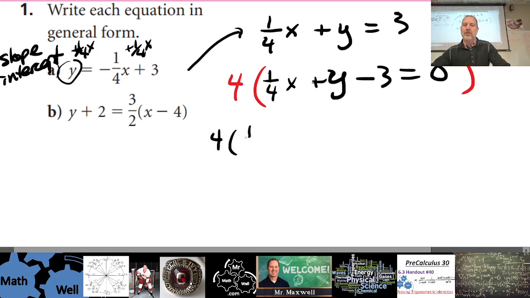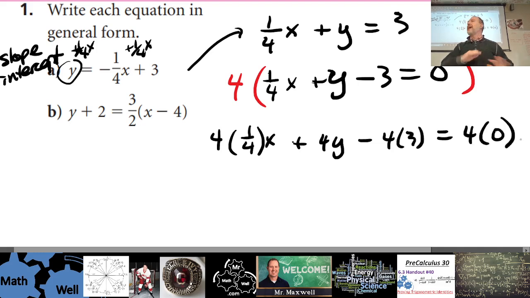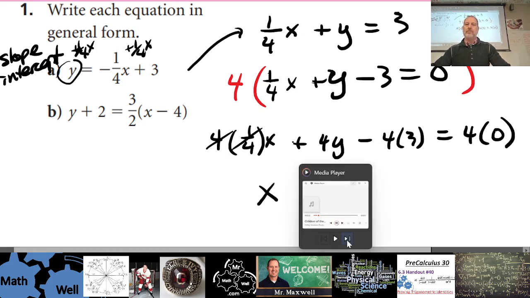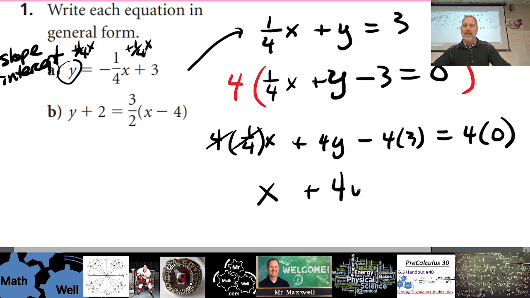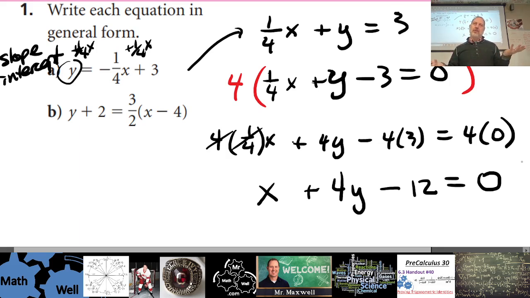I will write this out the long way so you can all see it. I'm going to do 4 times 1/4 x plus 4 times y minus 4 times 3 equals 4 times 0. I'm going to multiply 4 by everything, and I'm not going to change the nature of the equation at all. The nice part is 4 times 1/4 is 4/4, which is 1, so this is just x. This one is obviously 4y, I have to keep that. This is minus 12 equals, now what's 4 times 0? 0. Still 0. That's the nice thing about 0. You multiply by anything and it's still 0. You divide it by anything except 0 and it's still 0. So multiplying 0 is not a problem.